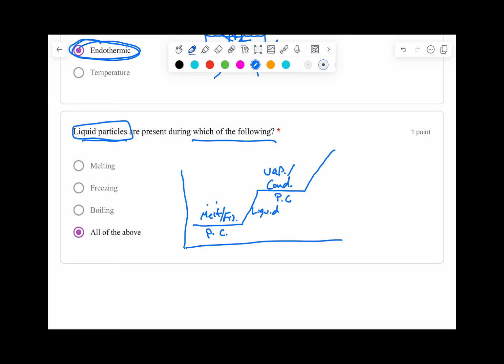As this melts, I'm going to have a few liquid particles here. Definitely going to have some liquid particles here. As this liquid heats up and starts to vaporize, I'm going to have some liquid particles here. So you're going to have liquid particles at all three of these different phase changes. You should have picked all three.